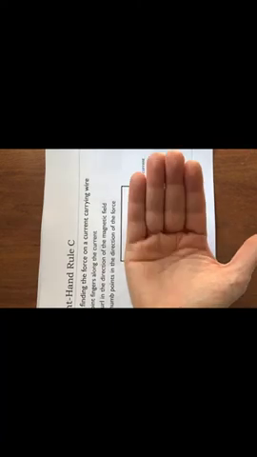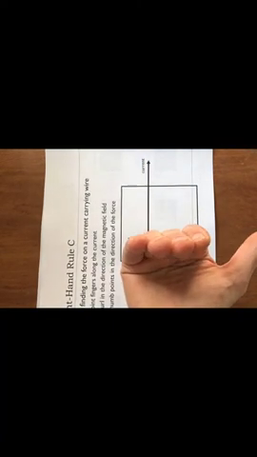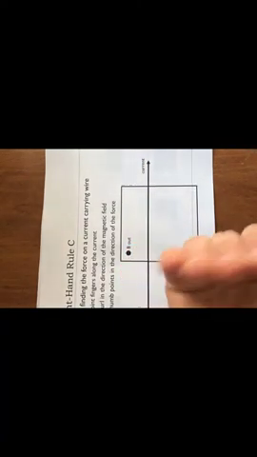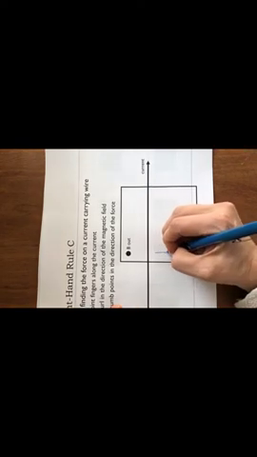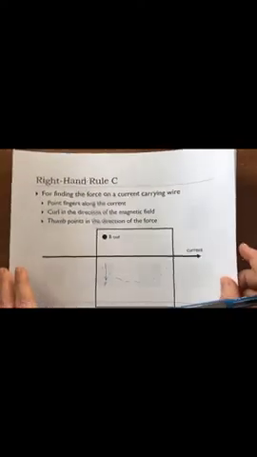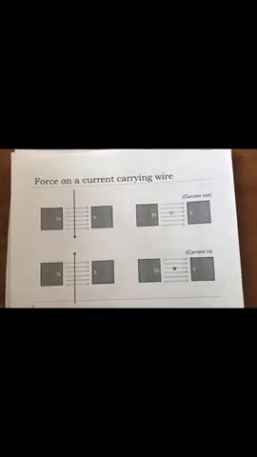So in this case, my current points this way. The magnetic field is out, so I'm going to rotate my hand so my fingers can point out. And my thumb is going to point downward. So the force on this wire would be downward. So that would mean that it would bow down like this, assuming the endpoints there are connected. Next slide, I have a bunch of examples.